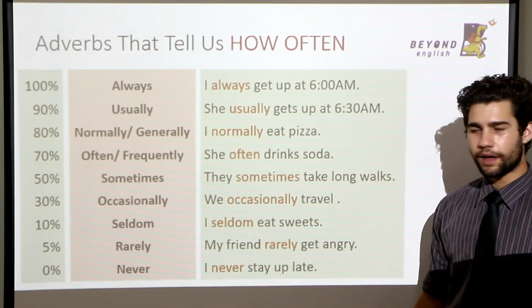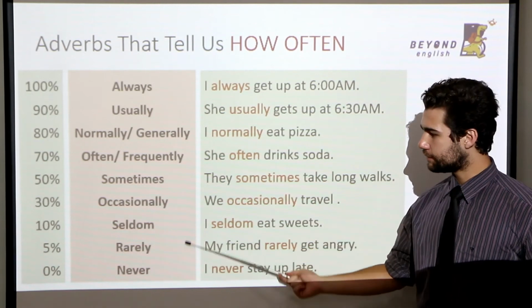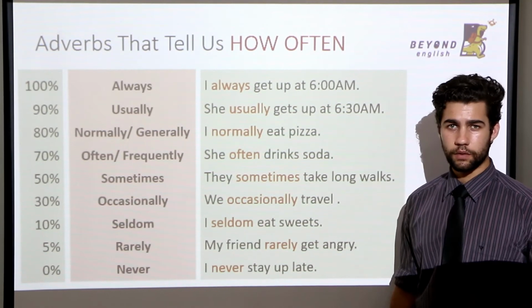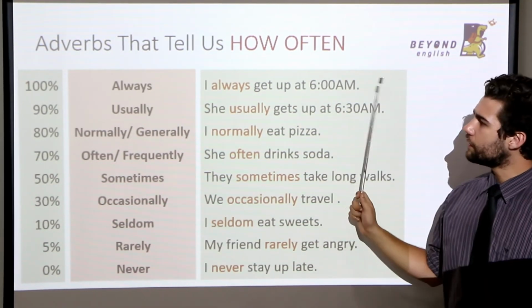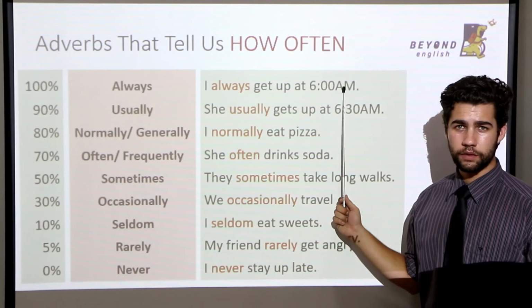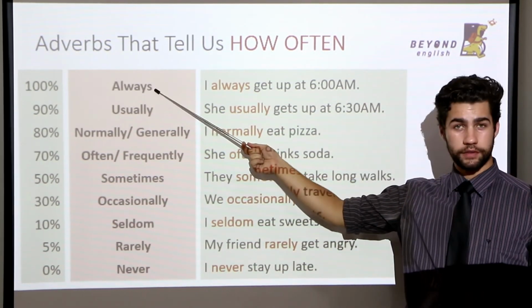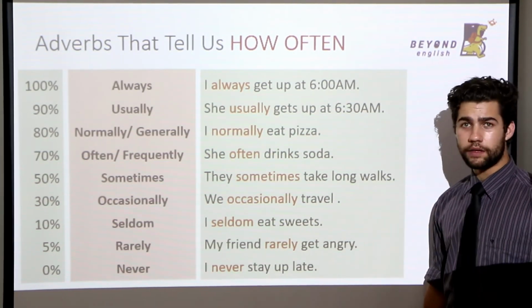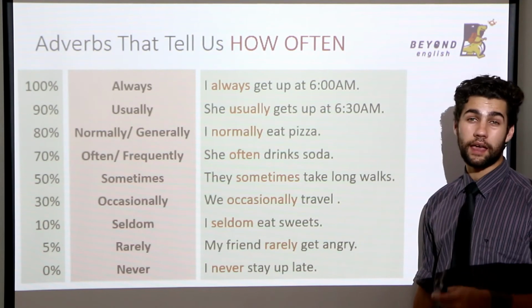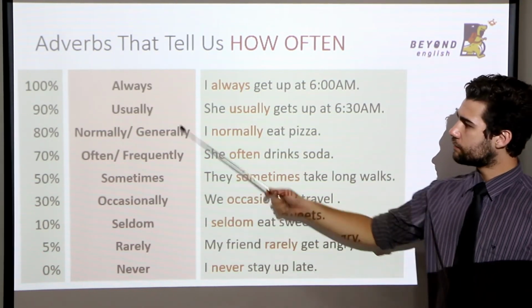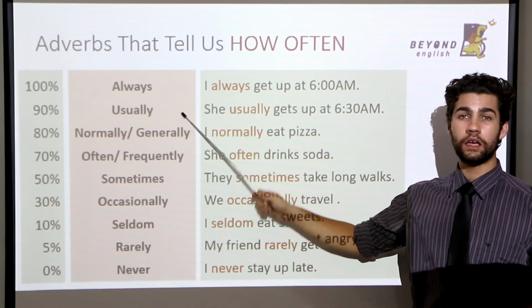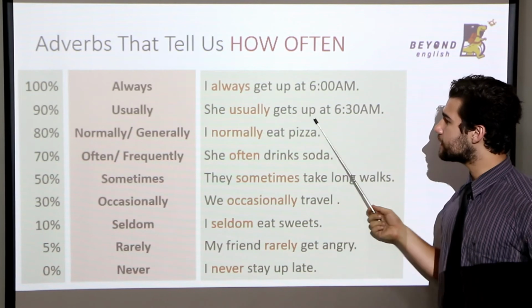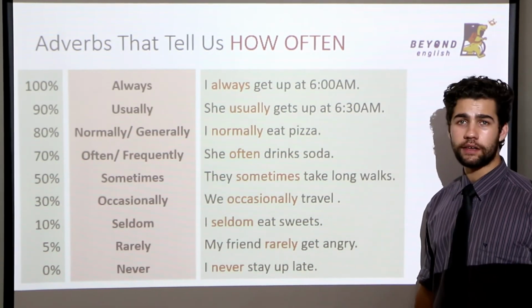We also have a lot more words here that we can use for adverbs that tell us how often. So, let's start with 100%. For 100%, we say always. I always get up at 6 a.m. For 90%, we say usually. She usually gets up at 6:30 a.m.